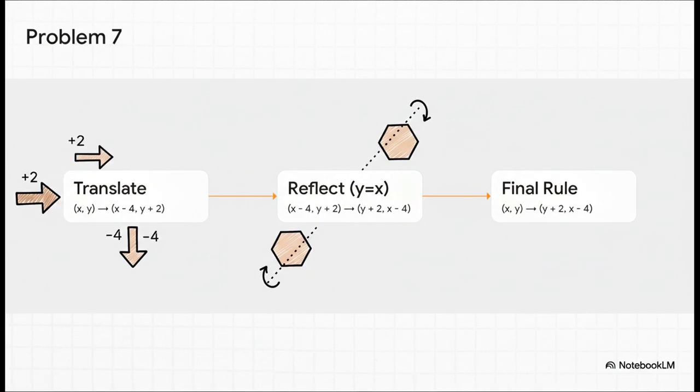Let's do one more translation and reflection over y equals x, just to really lock in that pattern from the first problem. Okay, first, translate left 4 and up 2. That gives us x minus 4, comma, y plus 2. Then we apply that reflection rule. Just swap the coordinates. Our new point is simply y plus 2, comma, x minus 4. Same process, just different numbers.